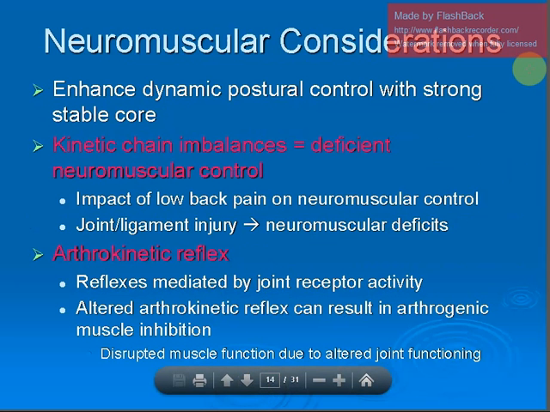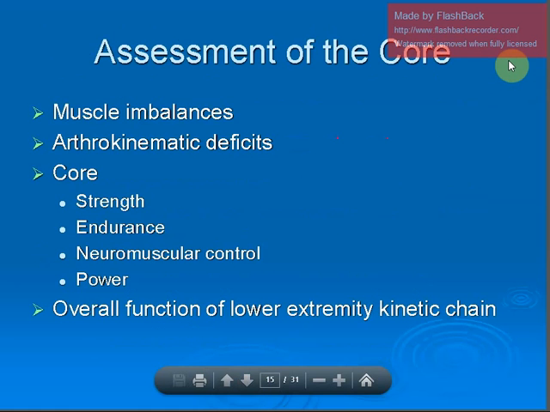What are the neuromuscular considerations? It enhances dynamic postural control with a strong stable core. The kinetic chain imbalances are equivalent to deficits in neuromuscular control. So low back pain and joint ligament injury result in neuromuscular deficits. The arthrokinetic reflex is mediated by the joint receptor activity. The altered arthrokinetic reflex can result in arthrogenic muscle inhibition and disrupted muscle function due to the altered joint functioning.